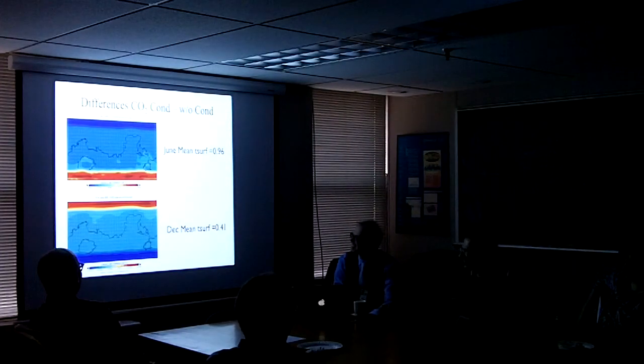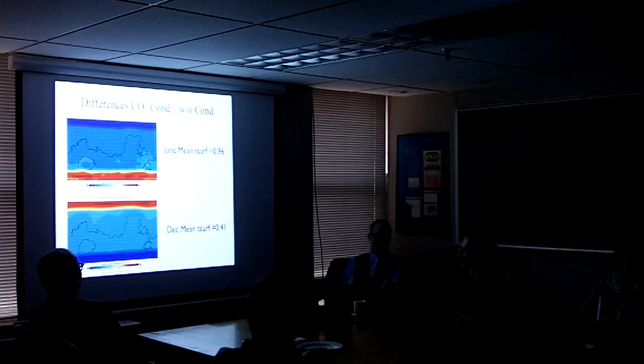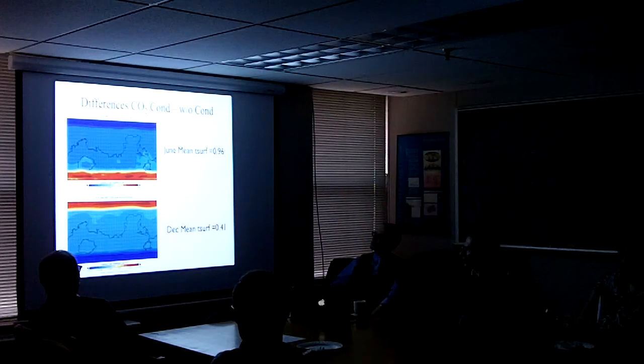Yeah, I guess that shows the difference between the run with and without condensation. You can see that in two seasons nothing changes too much in the mid latitudes, but close to the poles you definitely see considerable change in temperature, because condensation doesn't allow temperature to go below the condensation point.